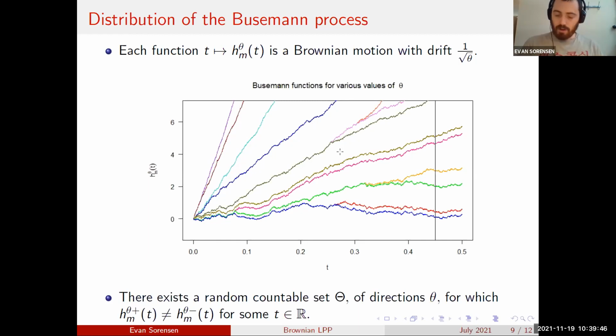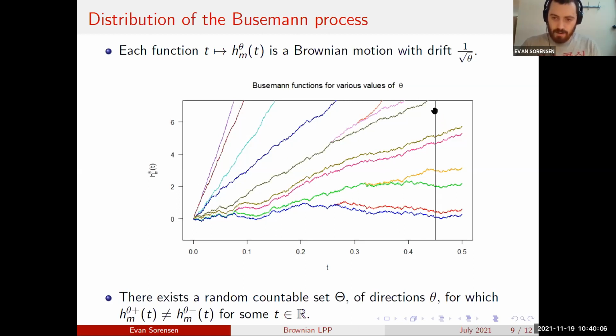Whenever there's a splitting point, there's an exceptional value of theta, where the theta minus trajectory follows the upper curve, and the theta plus trajectory follows the lower curve. Here I plotted just, I think, 13 of these curves, but actually this is what the picture would look like even if you plot all the countably many theta values.